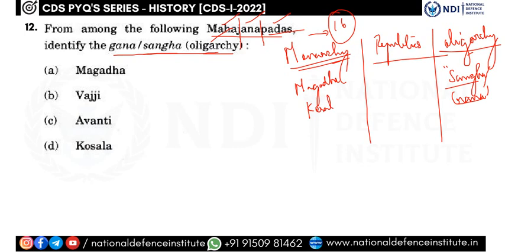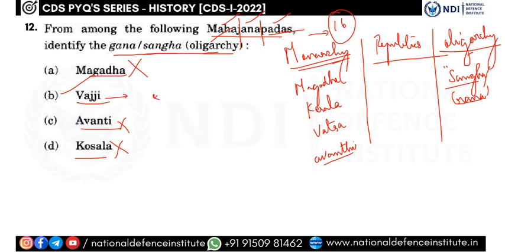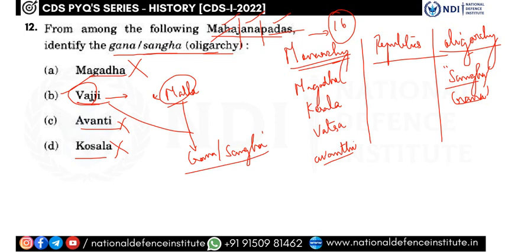Kosala, Vatsa, Avanti. These are all monarchies. Magadha is not a Gana or Sangha, it is a monarchy. Avanti is also a monarchy. Kosala is also a monarchy. So obviously the leftover is the oligarchy. Yes, Vaji. Vaji Sangha is a famous Sangha. Vaji and Malla are both very famous Gana or Sangha oligarchies out of the 16 Mahajanapadas. So here the answer is B, Vaji, because all the remaining three are monarchies.